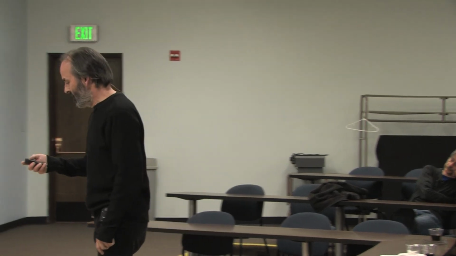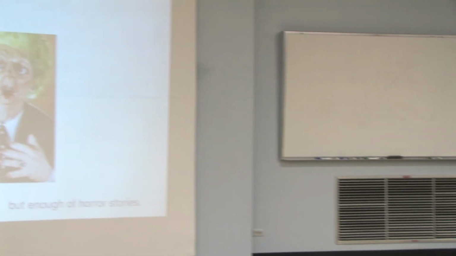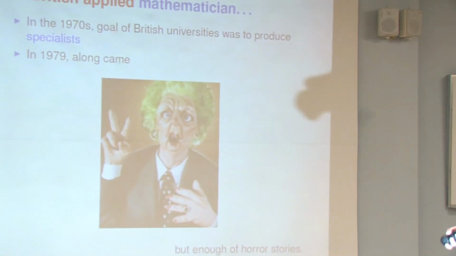In those days, the goal of British universities was to make specialists. Not to educate. It was to make specialists. That's the way you should think of it. When you applied to university, you weren't admitted to the university. You were admitted to a department. So you'd already decided what you were going to do before you got there. And then in 1979, along came this person. Anybody recognize this person? This is Margaret Thatcher.